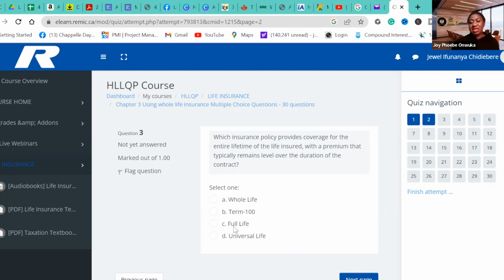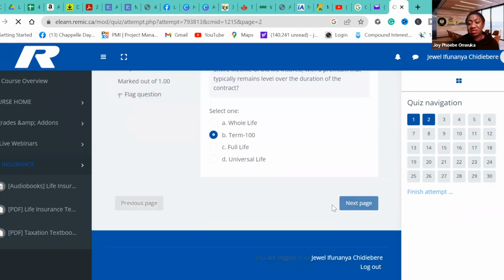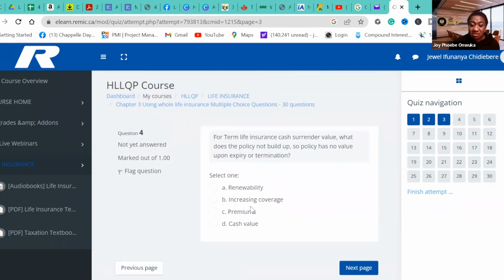So I'm going to go with term 100. The reason is because with whole life, we can customize it to pay for a specific period of time. But again, we're going to see that later on in the answer and the rationale. Question number 4. For term life insurance cash surrender value, what does the policy not build up?